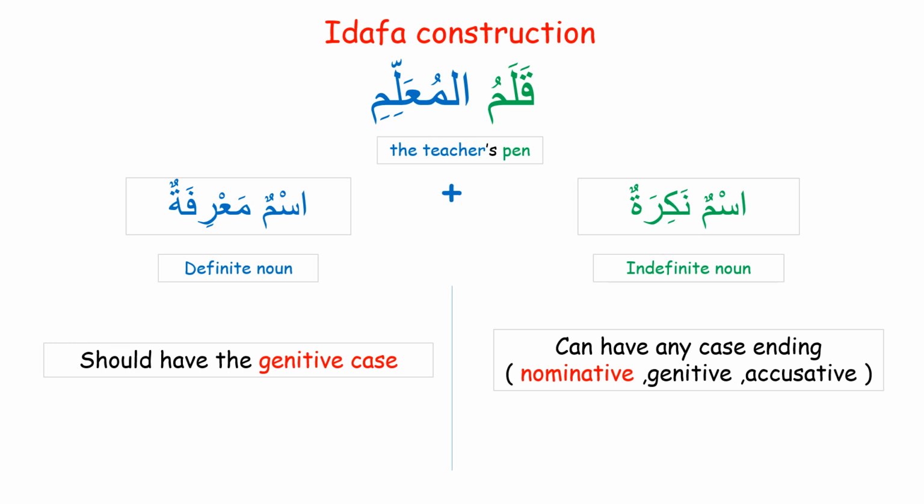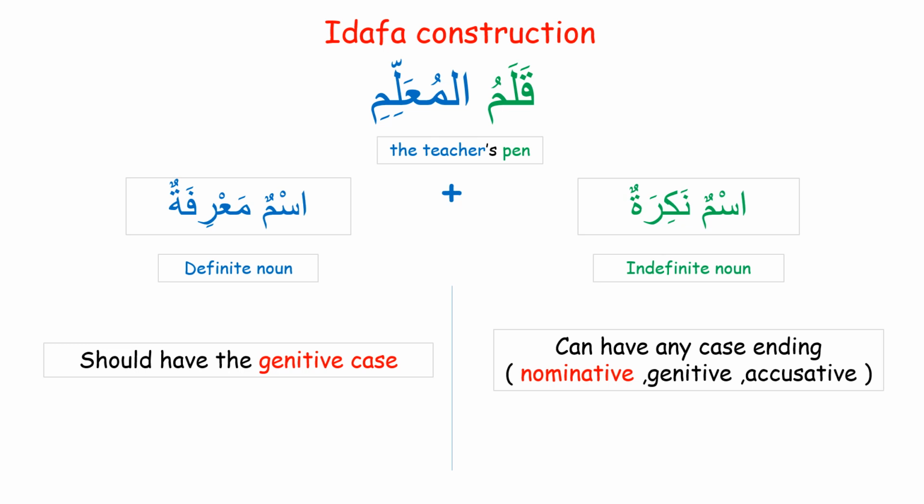Right, so to sum up, the basic pattern of إضافة is اسم النكرة, indefinite noun, plus اسم المعرفة, definite noun. No linking words. The first noun can have any case ending, but we will limit ourselves to the nominative one, and the second noun will always have the genitive case. Sounds simple, doesn't it?